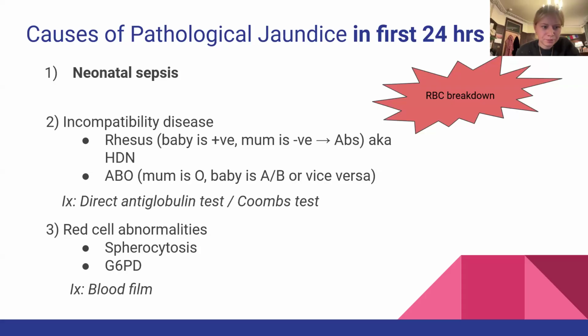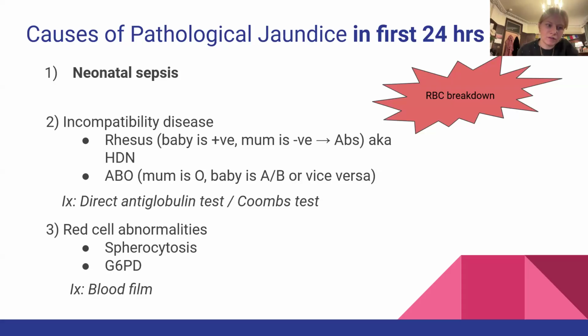So if you click now, investigations for these are reflective of the causes. So for red blood cell abnormalities, we want to get a blood film to see what the shapes of the red blood cells are. For incompatibility disease, we want to do a Coombs test. So that's your antibody-antigen test on your blood cell. So trying to see what blood type the baby is, what blood type the mom is, is there any incompatibility there?